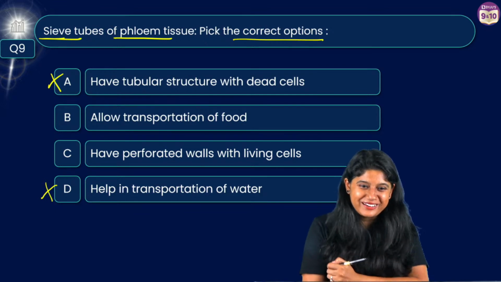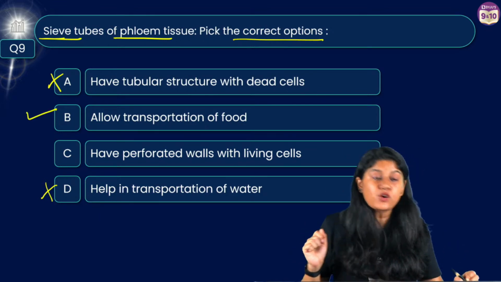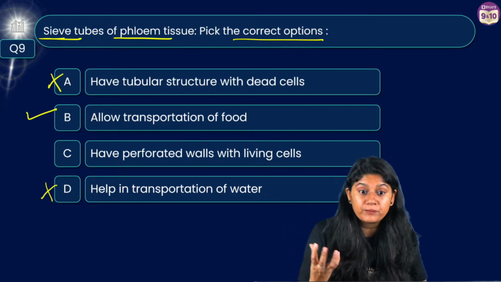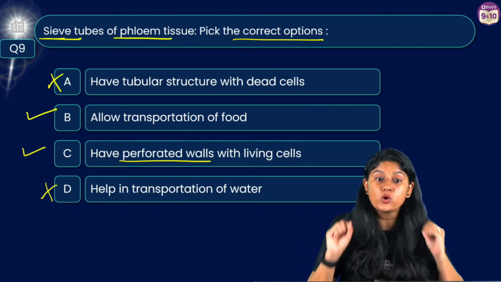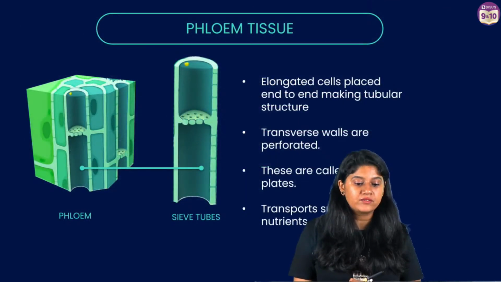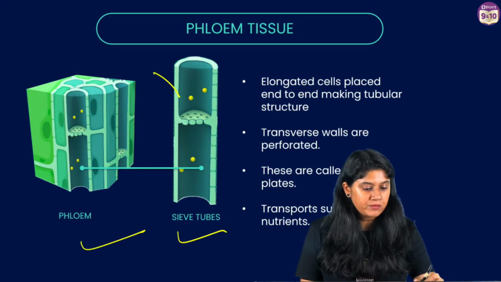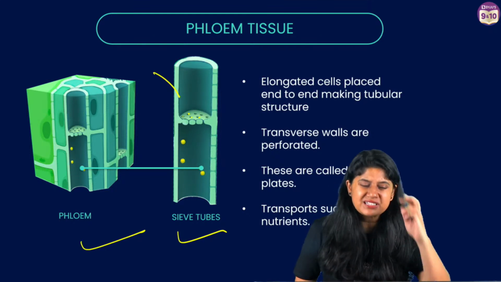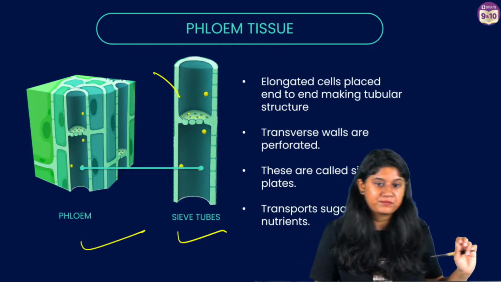Very good, everyone. So what are we left with? The correct options that we have. First, of course, it helps in the transportation of food. And second option, that they have walls which have pores, with living cells. So here, everyone, we have this question, right? And this is the extra information we have. See over here, we have the sieve tubes. They have these perforations. Basically, they have those pores.